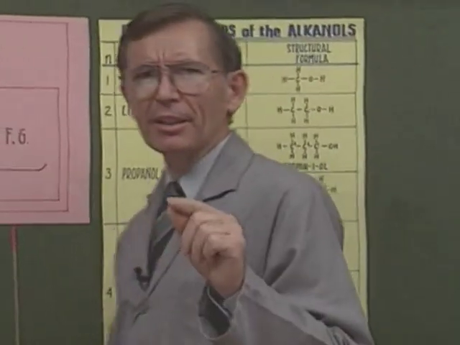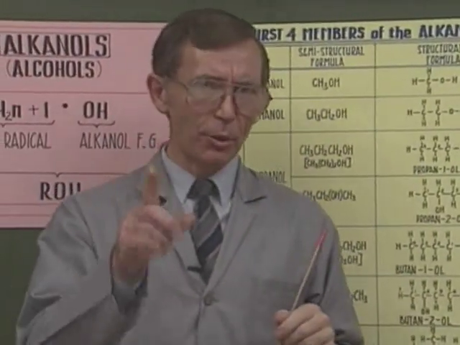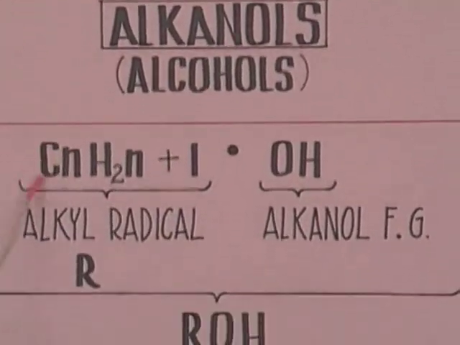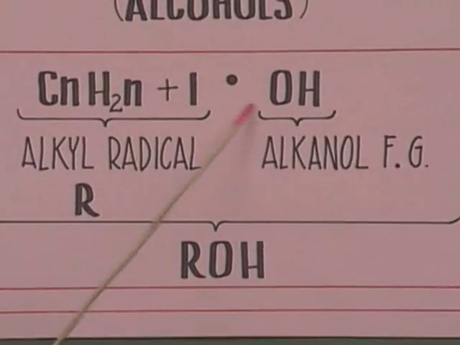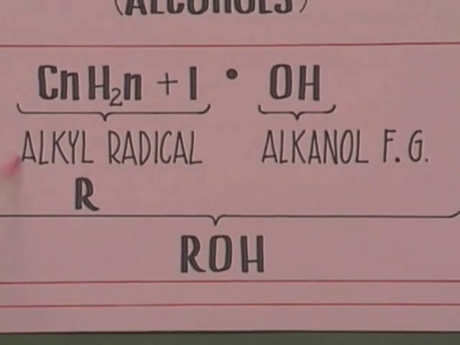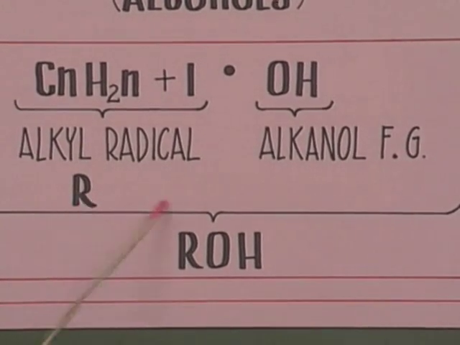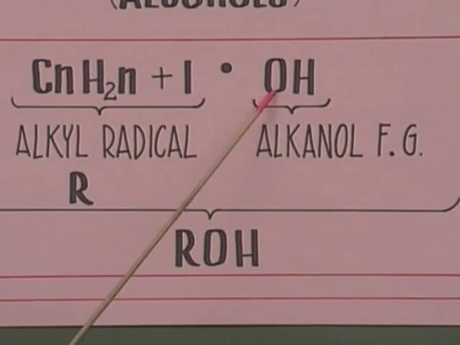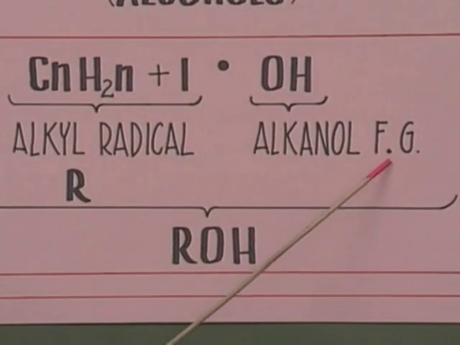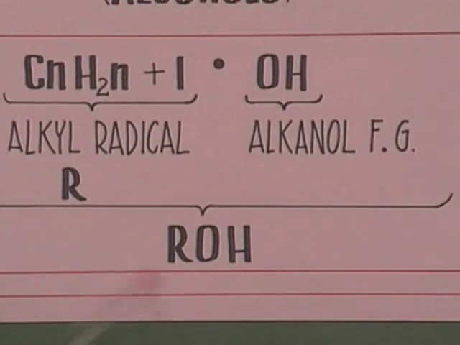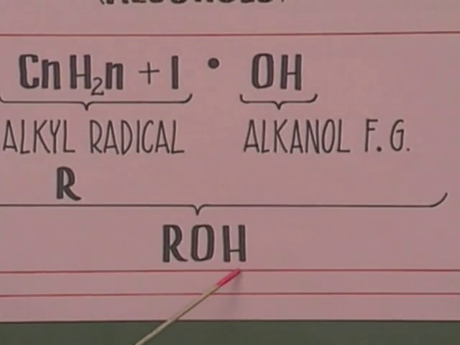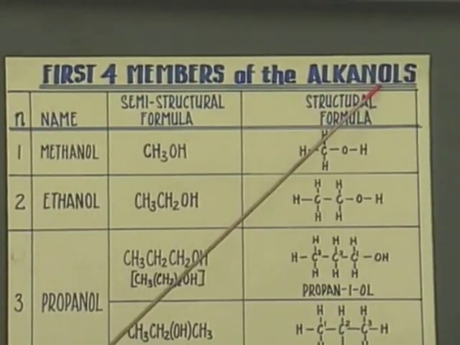Let's have a closer look at the homologous series of alcohols, also called the alkanols. This is our general formula, CnH2n+1OH, where this is our alkyl radical R, and this is the functional group, the OH alkanol functional group. Putting those 2 together, we get ROH for an alcohol. Let us look at the first 4 members of the alkanols.